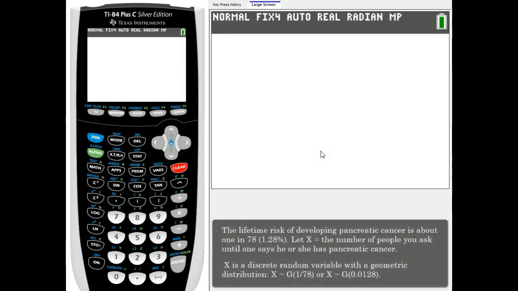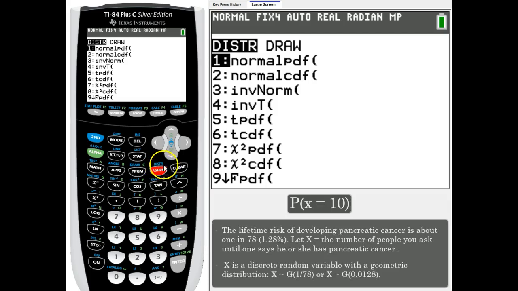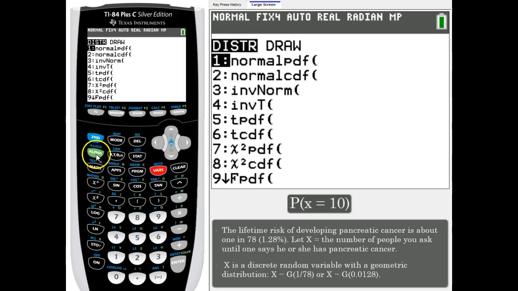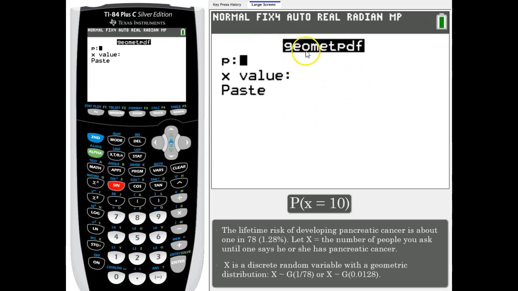So let's see it. I'm going to say that my X value is 10, that my probability is about 1 in 78 for this problem, and I want to know what is the probability that the number of people I'll ask is 10 until they get a positive response. So second vars, which is our distribution area, and you can scroll down, but it's actually faster if you go up and go to the end. Geometric PDF is E, geometric CDF is F. If you remember their location, you can use the alpha to get to them. So I'm going to say second vars alpha E, and that's going to give me the geometric PDF.